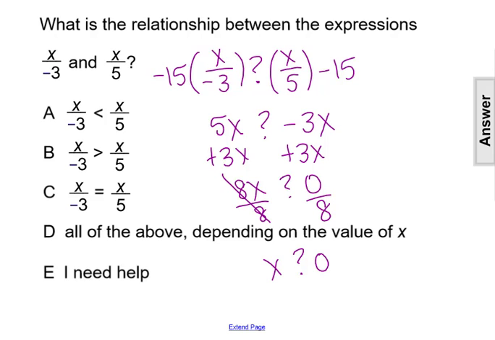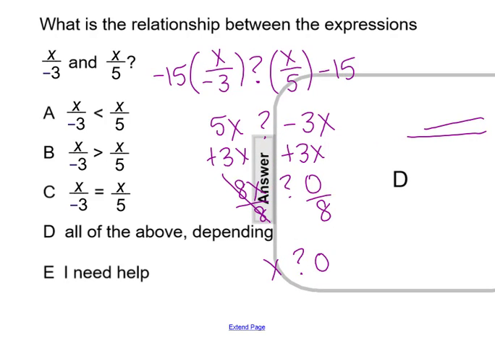So that is going to make our answer that the relationship is actually all of the above, depending on the value of x. So that is going to be choice D.